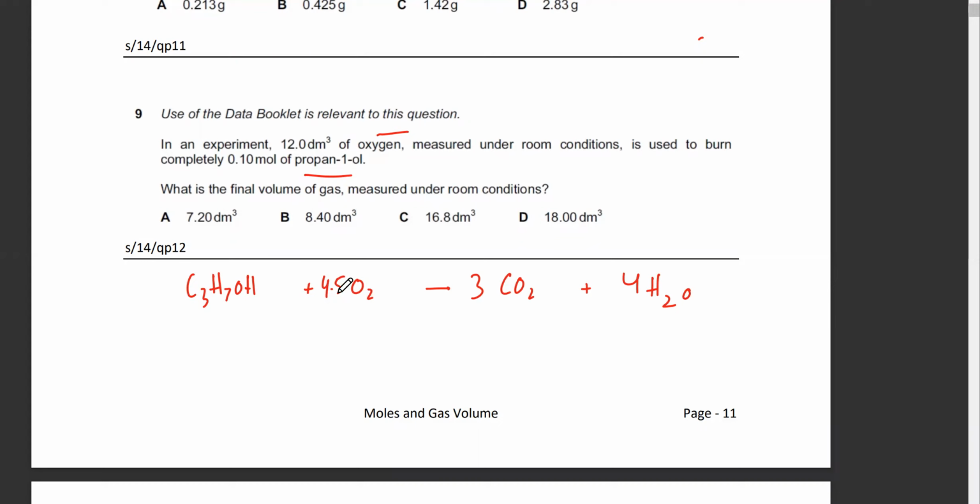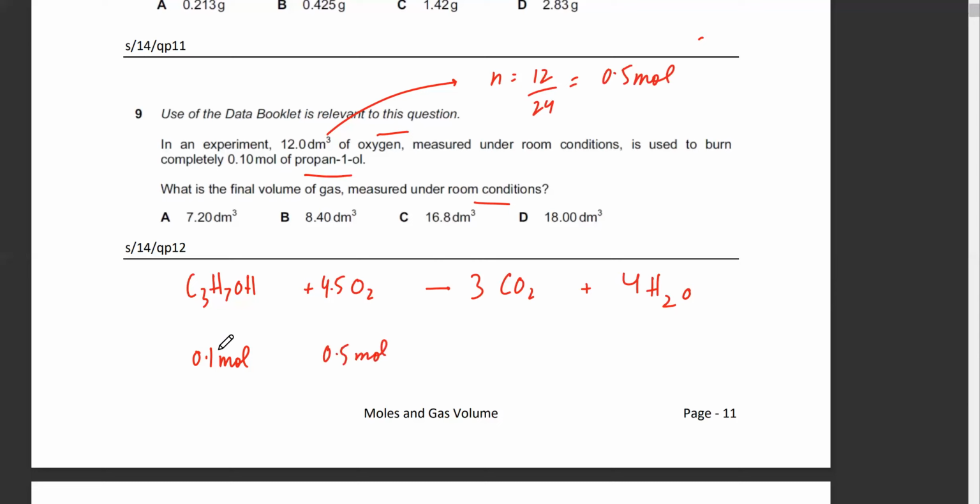So anyways, I've gotten the ratios. Now the question is, he's got 0.1 moles of propanol, and there's 12 dm cube of oxygen. Remember, it's room conditions. How do you find the moles? 12 divided by 24, right? So you've got 0.5 moles. So he's added both things. Now quickly tell me which one is in excess.